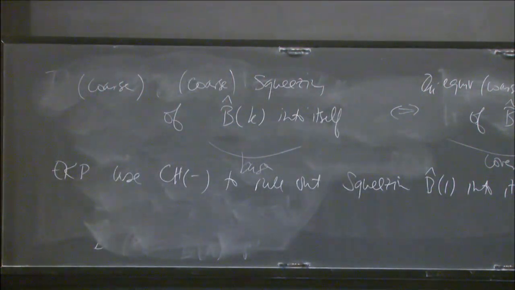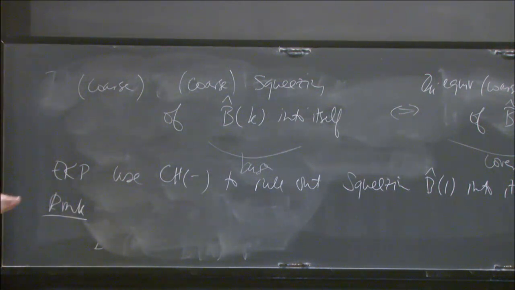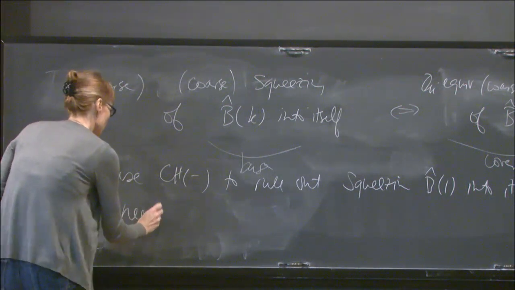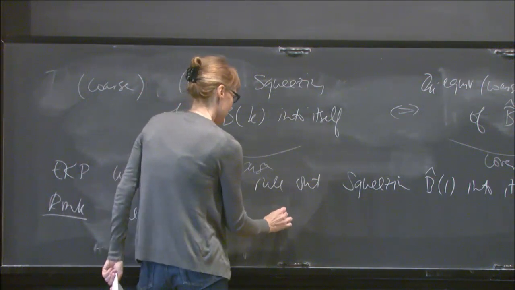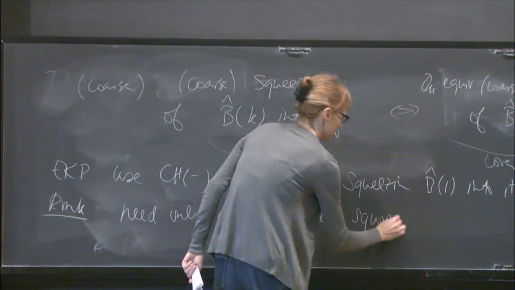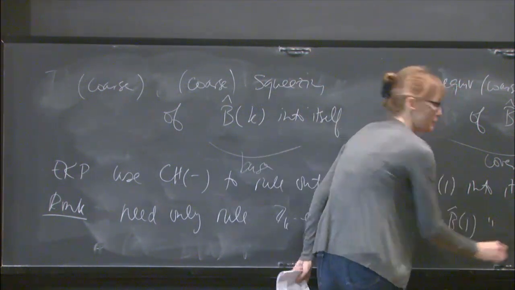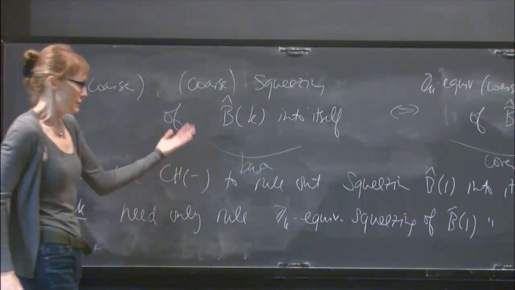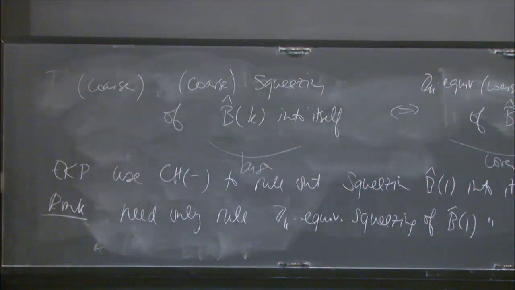So a kind of observation here is that they need only to rule out Z_k equivariant squeezing of hat B_1 into itself. That's actually all they would need in order to make their argument go through. But using contact homology, they've in fact ruled out any kind of squeezing of hat B_1 into itself.